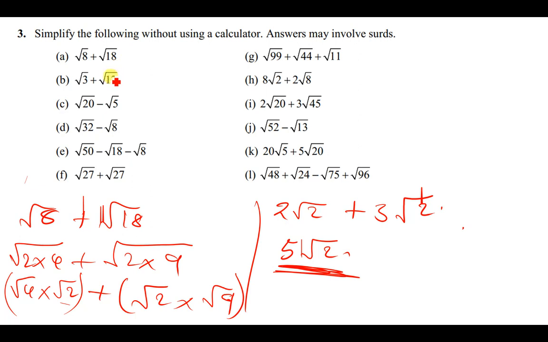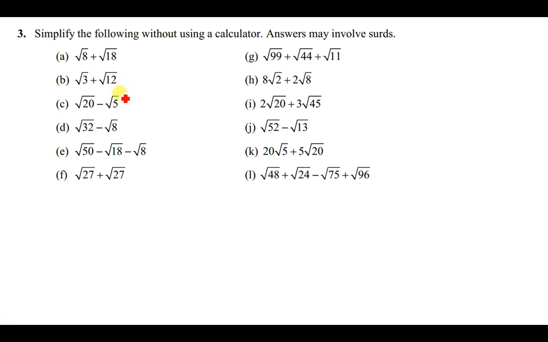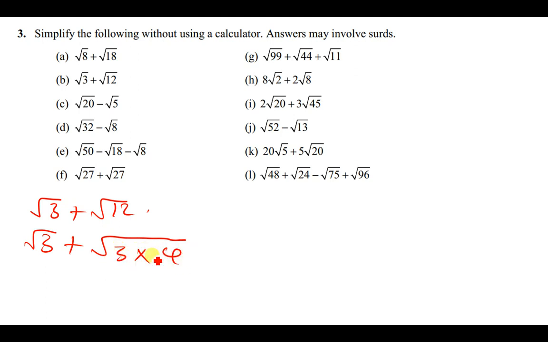We move on to the second one. So the second one is root 3 plus the root of 12. The root of 3 is just okay. Then we just change the root of 12. The root of 12, when you simplify this in terms of root 3, this can be 3 times 4. So when you multiply 3 and 4, you get 12 there.